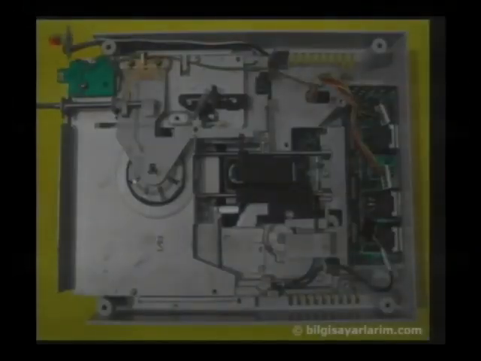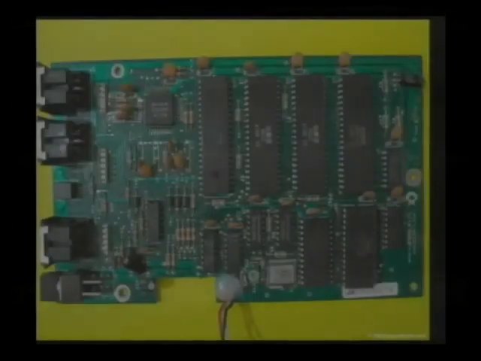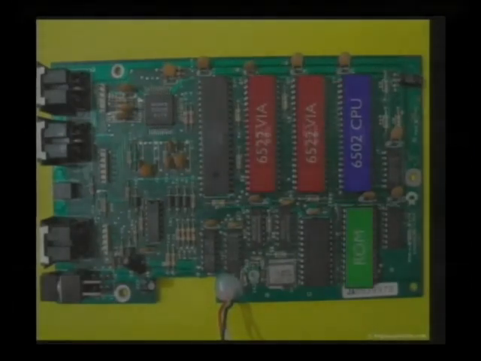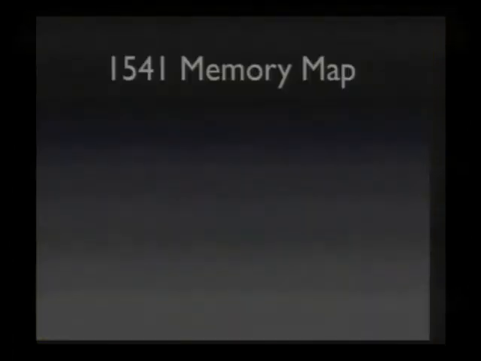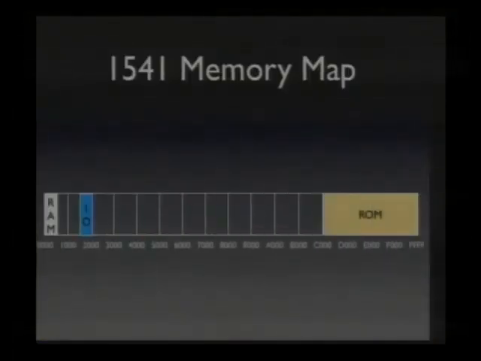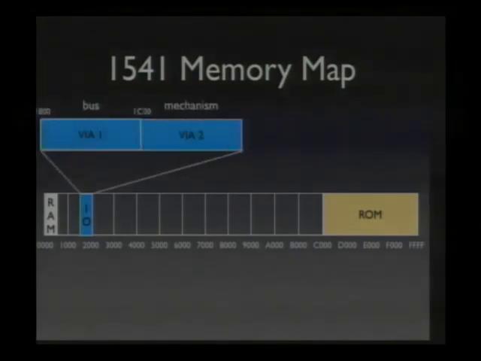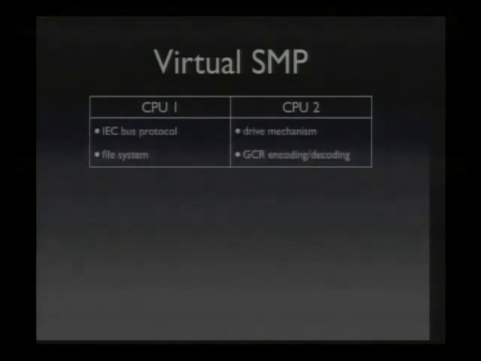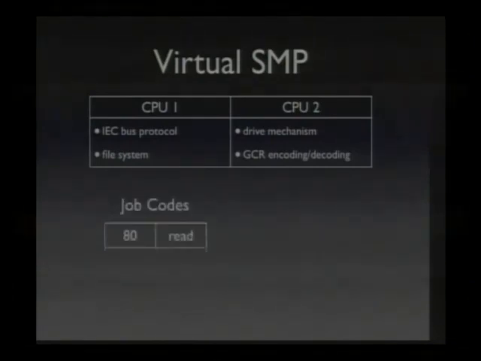This is what the drive mechanism looks like, and this is the electronics. It's a whole dedicated 6502 computer with 2 VIA controllers, with ROM, RAM, and a PLA. The memory map looks like this. It has 2 kilobytes of RAM. It has an I/O area with 2 VIAs. It has ROM. Interesting is the old Commodore drives had 2 CPUs, one for the bus and the file system, the other one for the drive mechanism.